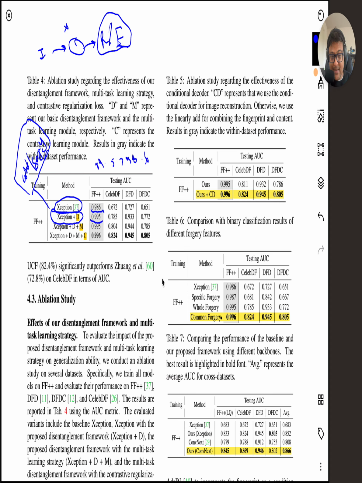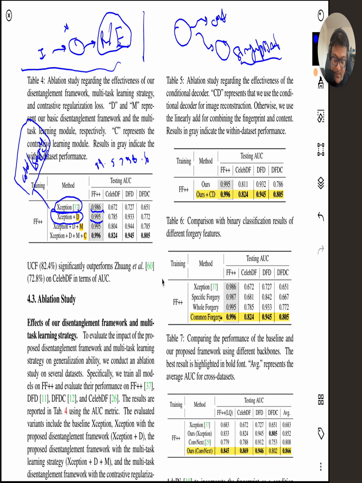So what they're saying is that rather than just training this kind of model, you can train it in a disentangled way, where you are trying to learn the content feature and the fingerprint feature, which is good, and that actually gives you some improvement. And then they have this thing called M, and M is basically the multitask learning module.